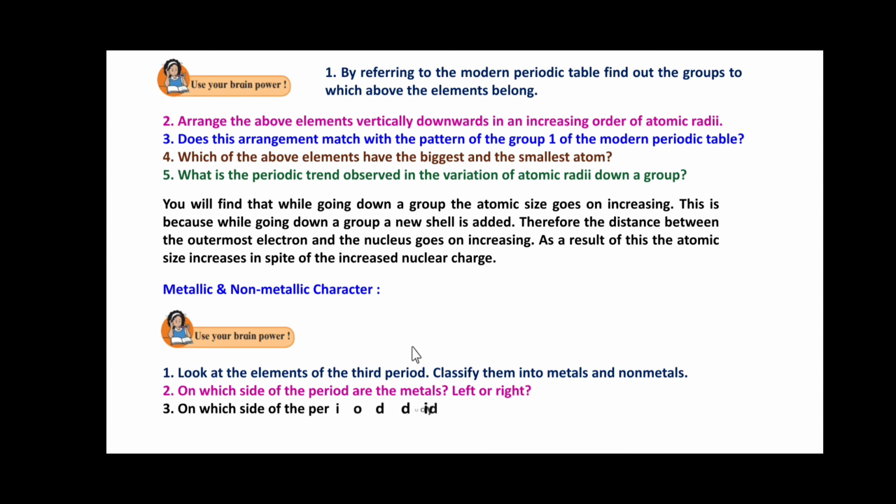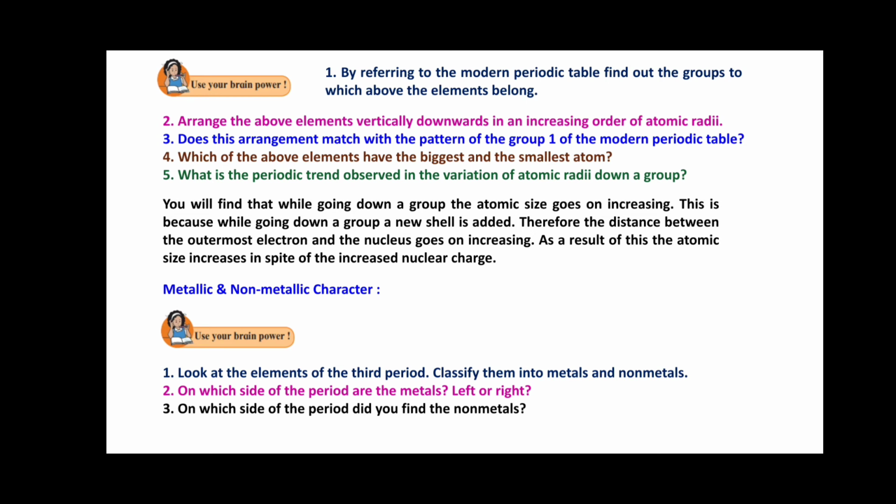The elements in the third period: sodium, magnesium, aluminum, silicon, phosphorus, sulfur, chlorine and argon, that we know. So out of these elements, sodium, magnesium and aluminum, which are to the left of the periodic table, are metals, and phosphorus, sulfur and chlorine, which are to the right of the periodic table, are non-metals. Here silicon, we could say that it is a metalloid.